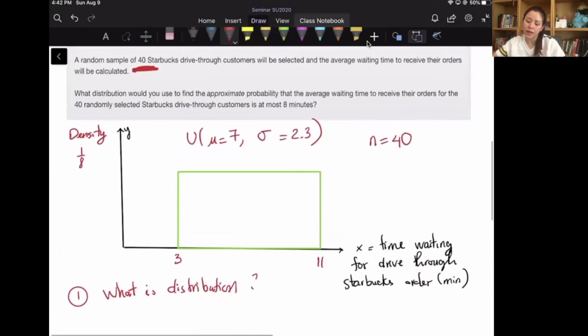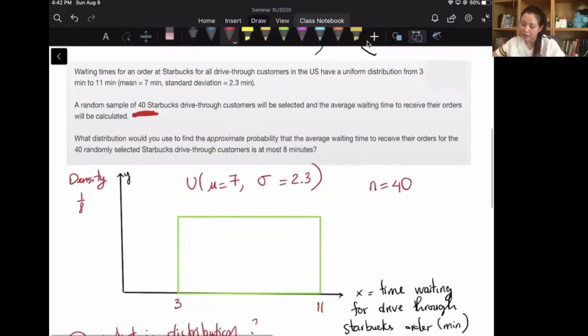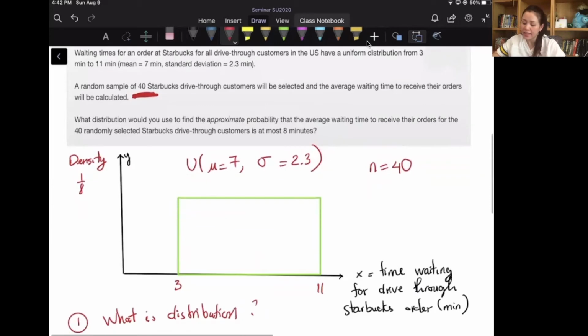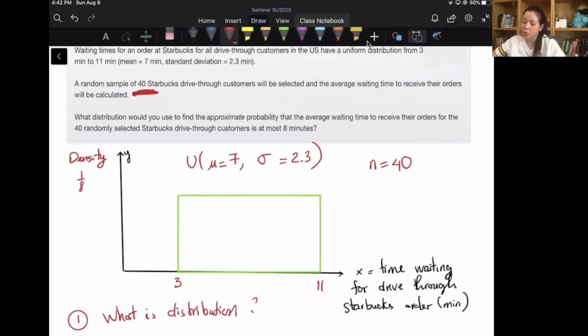So here I draw the graph for you, where the starting time is 3 and then goes to 11 minutes, the mean is 7, and the standard deviation is 2.3. The density is 1 over b minus a, which is 1 over 11 minus 3, which is 1 over 8. And x on the x-axis represents the time waiting for a drive-through Starbucks order in minutes.